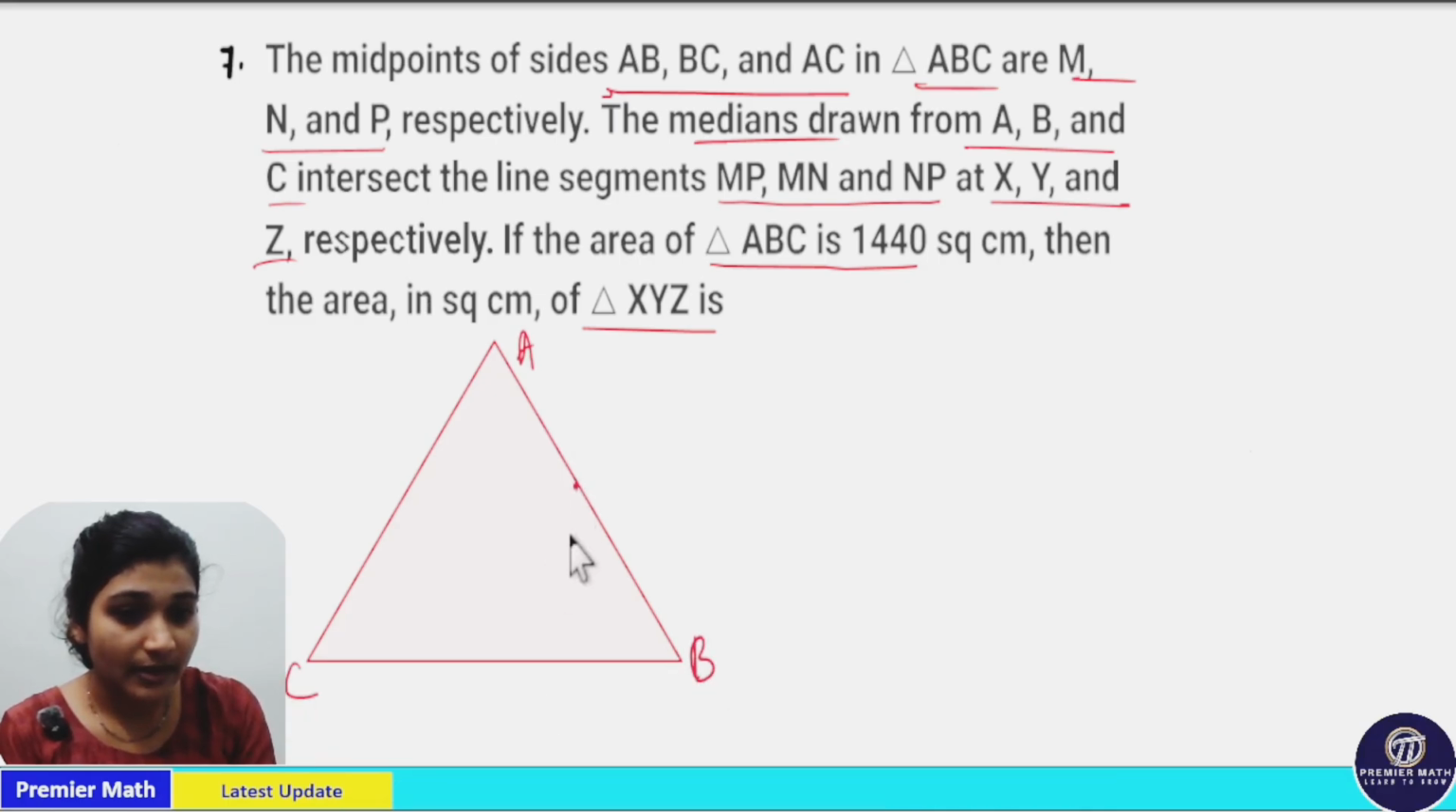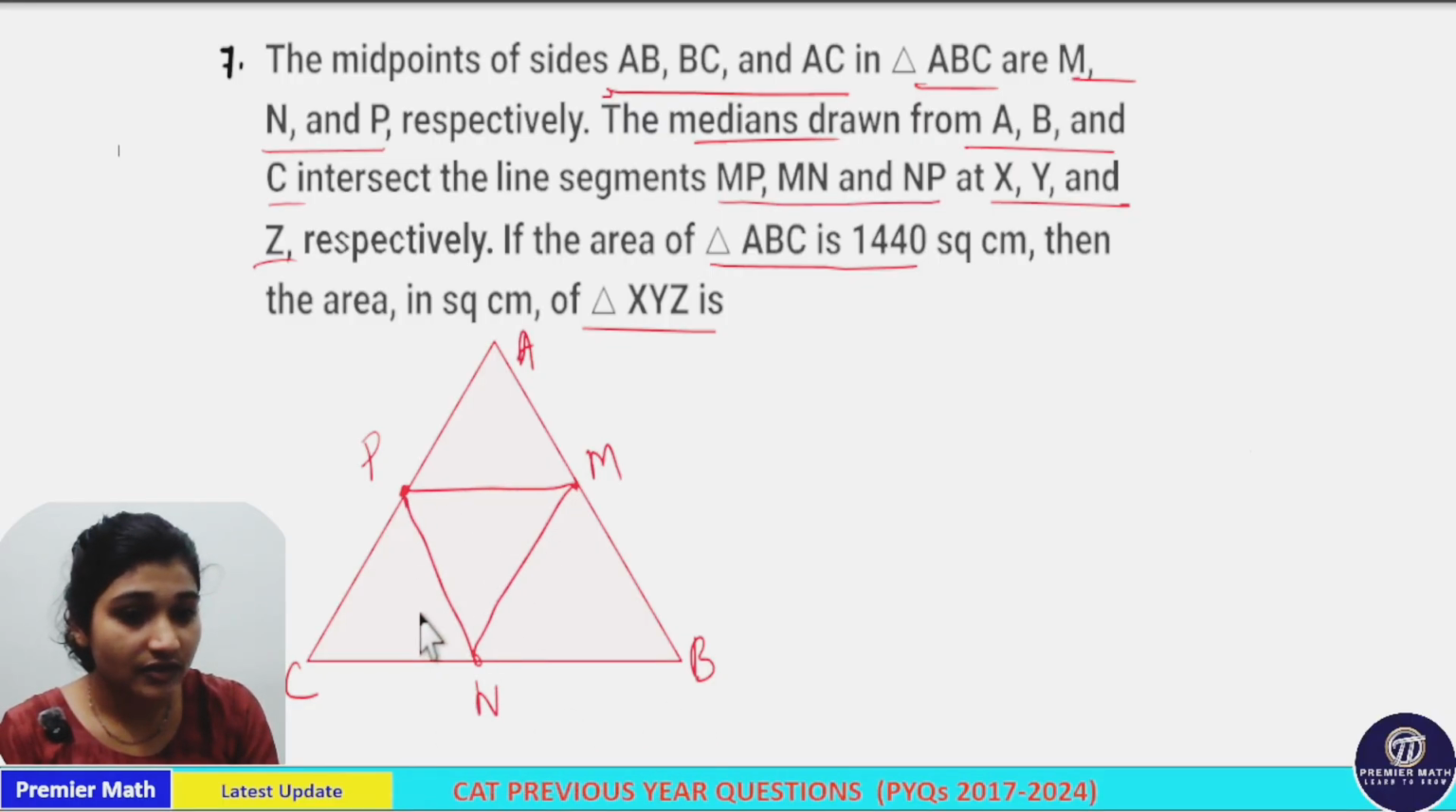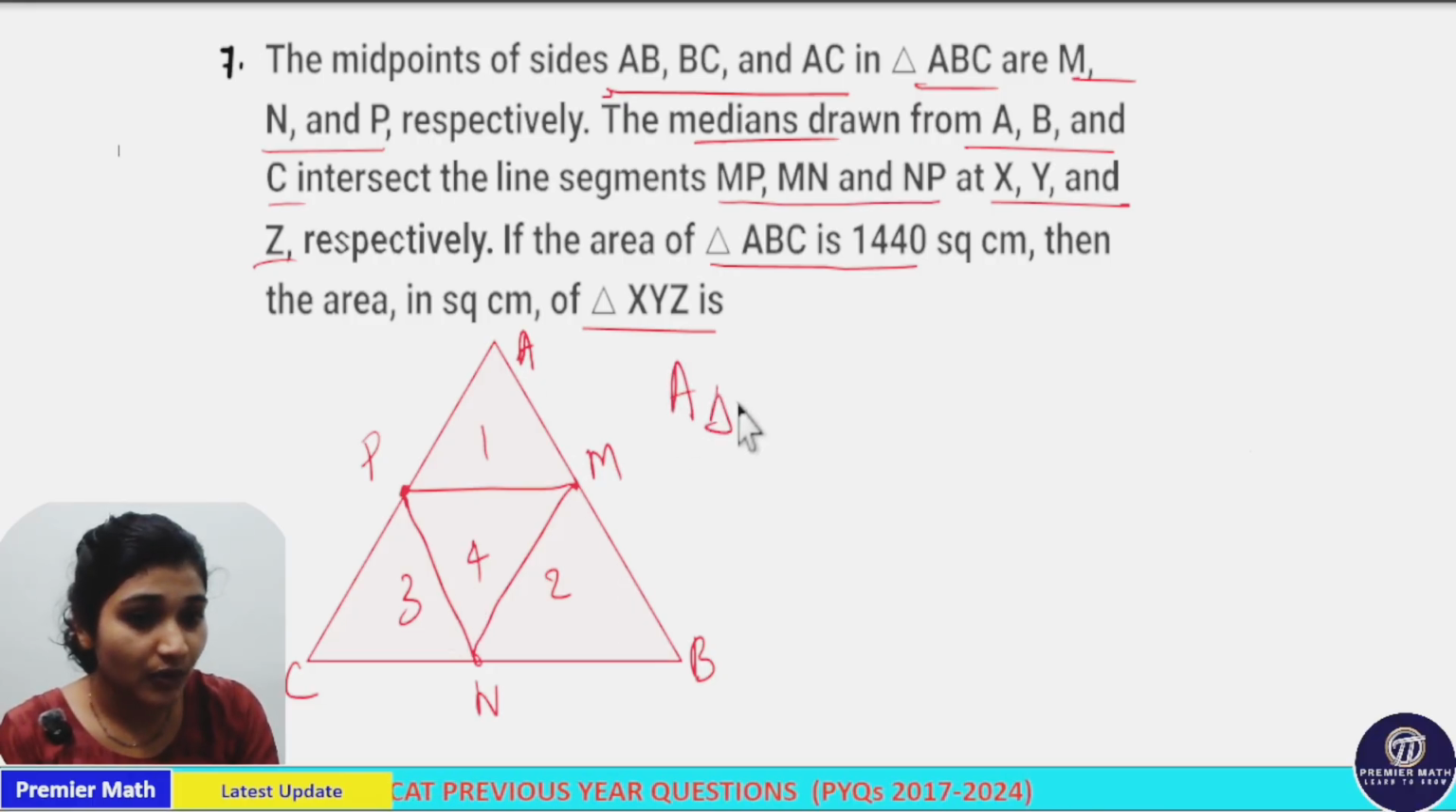Now M and P are midpoints of triangle ABC. So here M and P are midpoints, and these midpoints form another triangle inside ABC. Now by the midpoint theorem, the midpoint triangle divides the larger triangle into 4 equal triangles. And the area of each triangle is 1/4th of the area of the larger triangle, which means here the area of midpoint triangle M and P equals 1/4 of the area of the larger triangle.